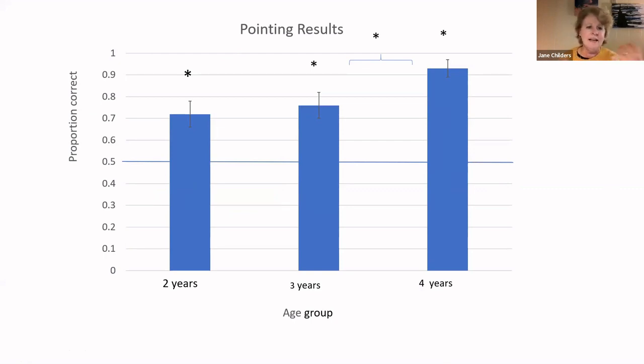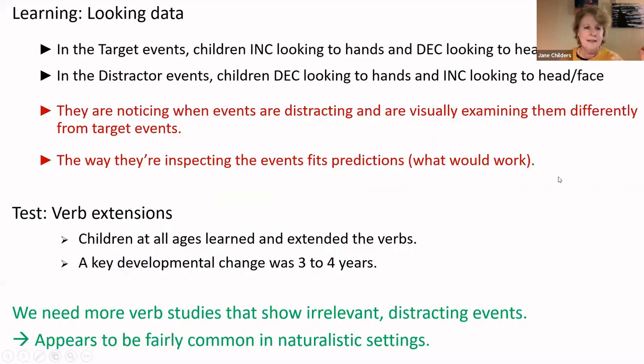In terms of pointing, in this study, they were able to extend the verb in all ages, and our main developmental change was between 3 and 4. All right, so they're noticing when events are distracting and visually examining them differently, and the way they're inspecting the events fits predictions. It fits what would work. So we need more verb studies that show irrelevant, distracting events, because that's really what they're seeing in the real world.